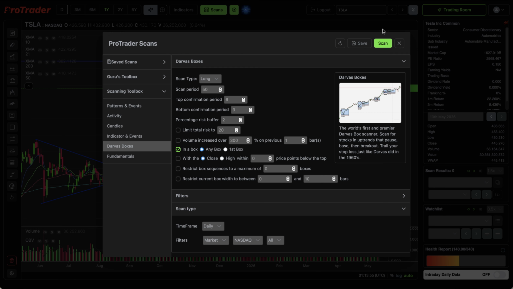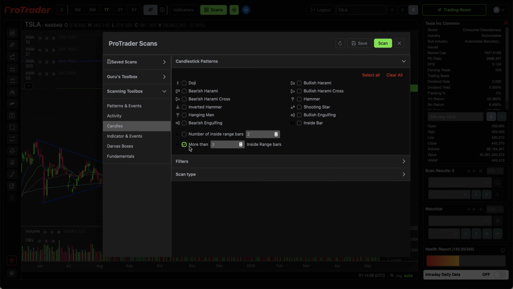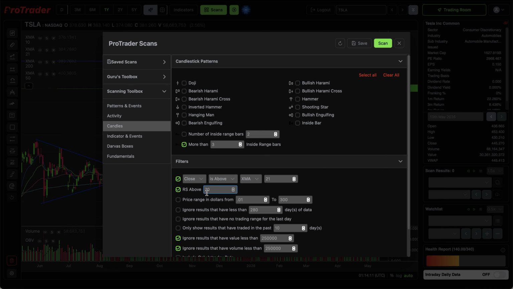Now, the next one is the candle scan. So I love, where are we, candles. I go in here and I love scanning for more than 3 inside range bars. Okay, now the filters I put on are relatively similar. I always just want to be looking at stocks with good relative strength and above the 21. These 2 filters here don't change often. And sometimes I'll just increase that relative strength to 90. But this is key because once again, I'm just not going to waste my time in laggards, okay? And then put whatever filters you want in and scan whatever market you want.